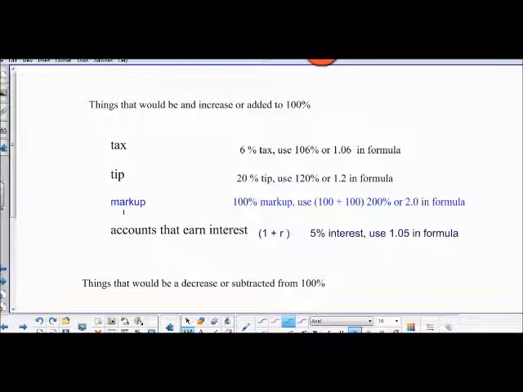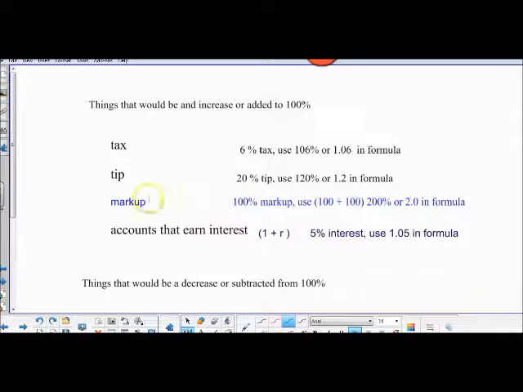A markup as well. A markup is a percent that I added onto a wholesale price. So if something's 100% markup, I wouldn't use 100. I would actually use 100, which is the original percent, plus another 100 markup. I would use 200% or 2.0 in my formula. Or an account that earns interest, right? In the interest formula we did last time, 1 plus R, that's really 100% plus whatever the interest rate is. So 5% interest, I'm going to use 1 plus 0.05 or 1.05 in my formula.